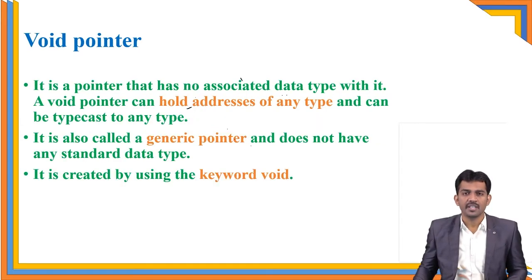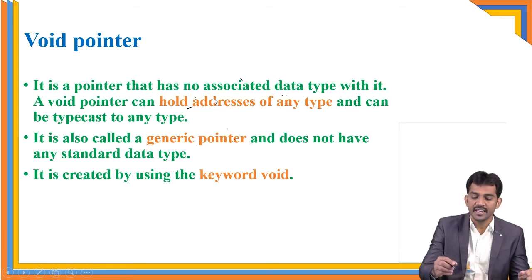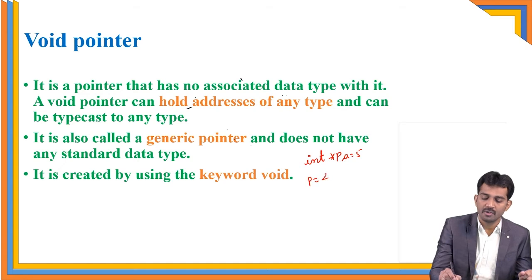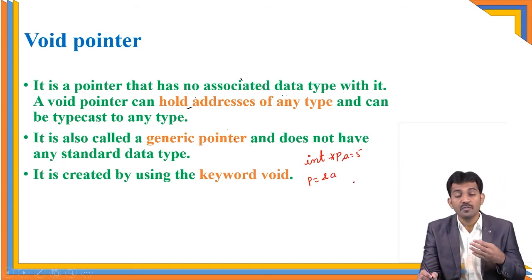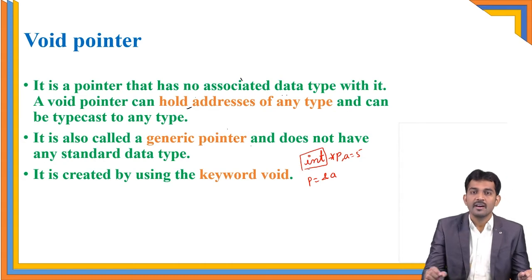This is the void pointer. What is the meaning of void pointer? See, void is a data type. It is a pointer that has no assigned data type. For example, if you want to store an integer address, then you should create an integer pointer variable, with a equal to 5 and p equal to &a. If you want to store a float value address, then you should use a float pointer. Yes or no? Float pointer.